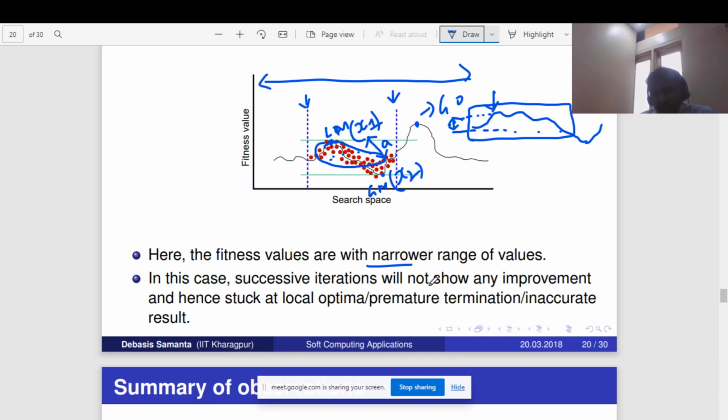In this case, successive iterations will not show any improvement. In every iteration it will choose from the best individuals, but in this limited space only, so it will not show any improvement, and hence gets stuck at local optima or premature termination. Are you getting it? So what's the difference between case 1 and case 2? Could someone summarize?